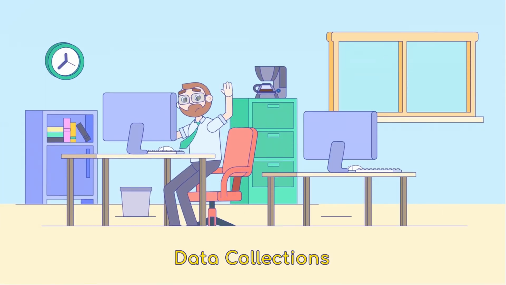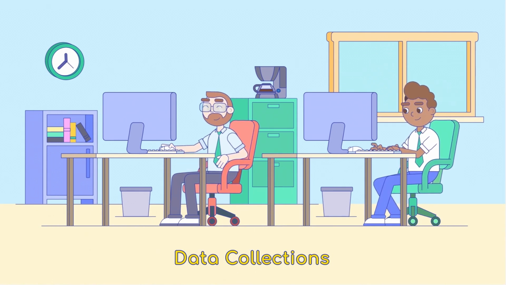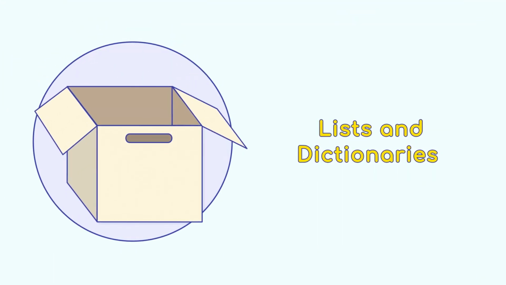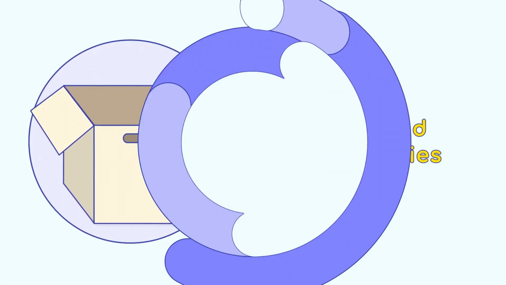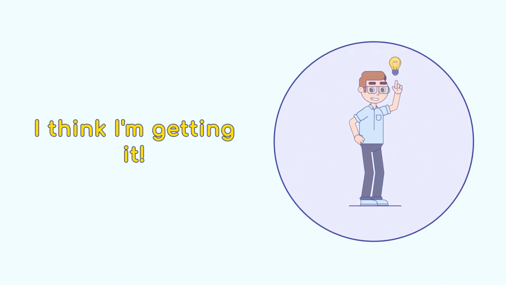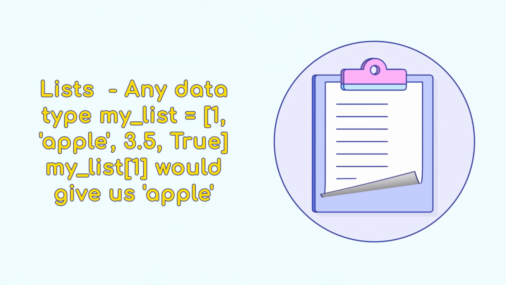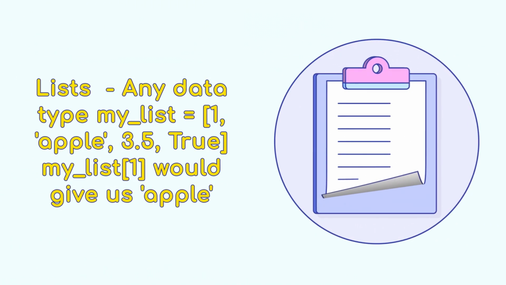Moving on from individual values, let's look at data collections. In Python, collections are data types that can store multiple values in a single variable. Two of the most commonly used collections are lists and dictionaries. A list is an ordered collection of items, which can be of any data type, and you can even mix different types in a single list. For example, my_list = [1, "apple", 3.5, True]. Lists are really handy when you need to store multiple values and access them individually by their position or index. In our example, my_list[1] would give us "apple".